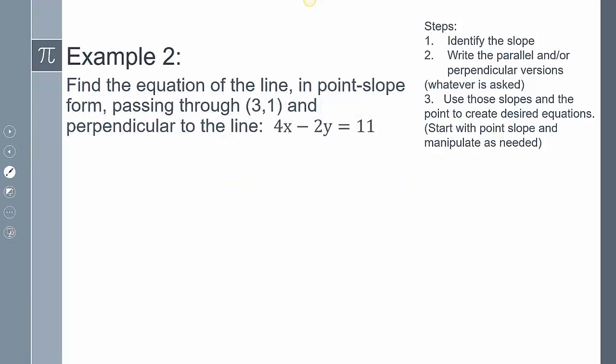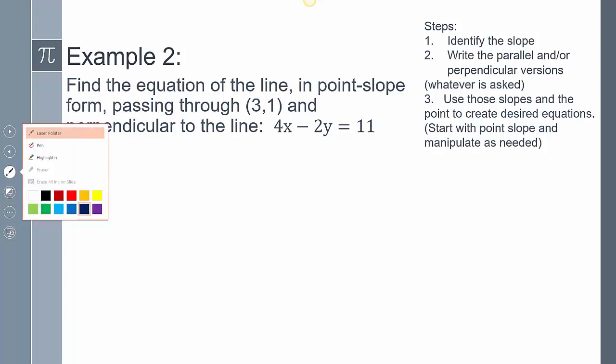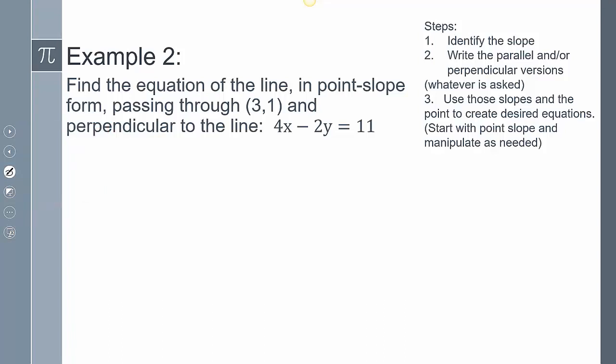Example number 2, it says find the equation of the line in point slope form passing through 3, 1 and perpendicular to the following line here. So I need to identify the slope. I can't look at the slope in this, there's no m in this equation. So if I put it into y equals mx plus b form, I would be able to get that slope. So I'm going to do that here.